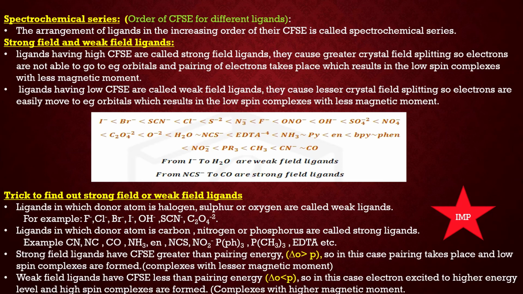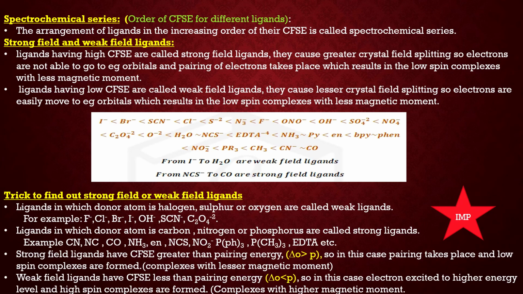Now, ligands having low CFSE are called weak field ligands. They cause lesser crystal field splitting. So, electrons are easily moved from t2g to eg orbitals, which results in high spin complexes with more magnetic moment. Now, it is very difficult to learn the order of the series for you. So, there is a small trick for you, and this trick is very, very useful for you. So, just watch this very carefully.